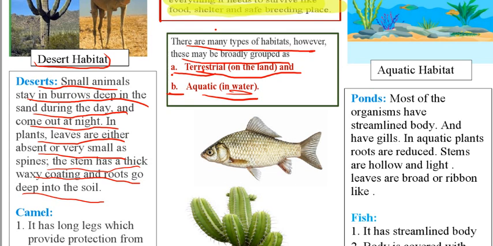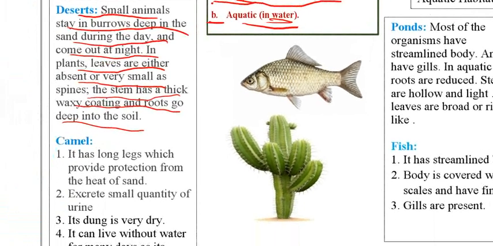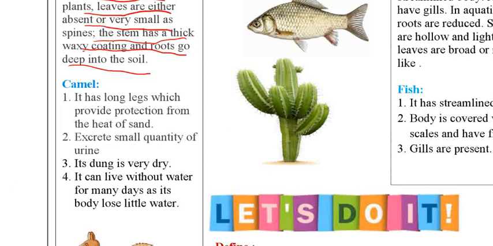So the stem is having a very thick waxy coating, and the roots go deep into the soil so that they collect the nutrients present in the soil. Okay, so these are some features in the plants and the small animals that live in the desert habitat. Now we will focus on one very important animal, that is the camel. It is also known as the ship of the desert.